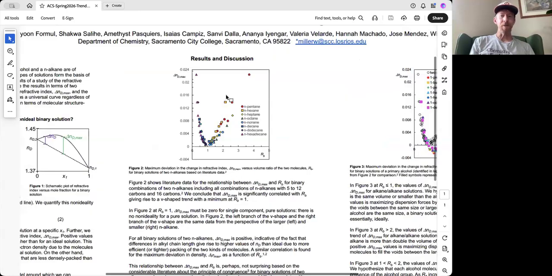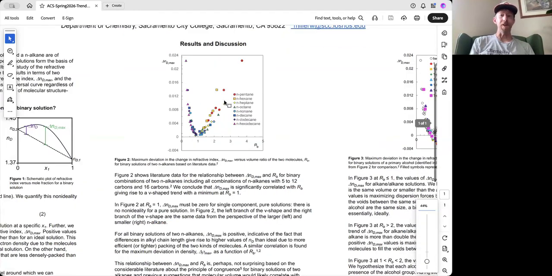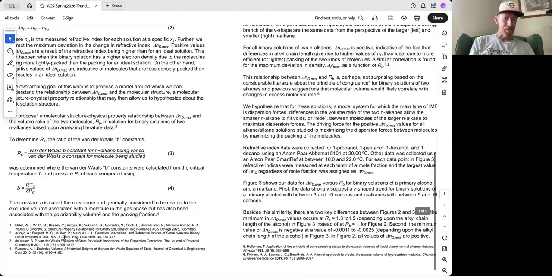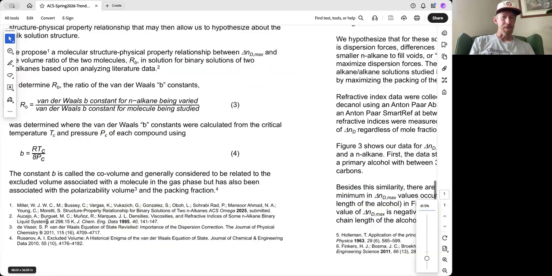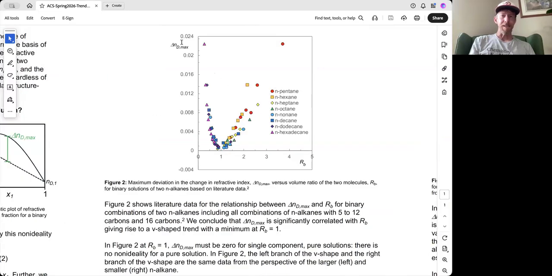So this is figure 2. What you should know about figure 2 is that it is all data from the literature, from Sejo, Burgett, Munoz, and Marquez. I've plotted it according to delta ND max. That's the maximum difference in refractive index. It can also be referred to as the maximum non-ideality, meaning how non-ideal the solutions are.